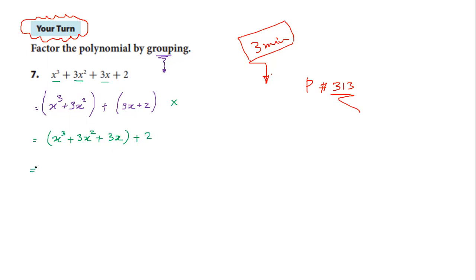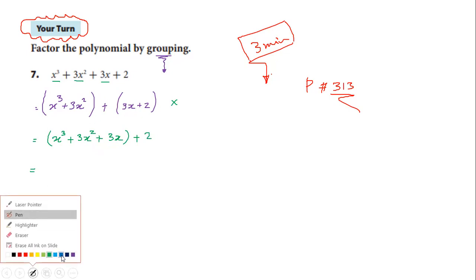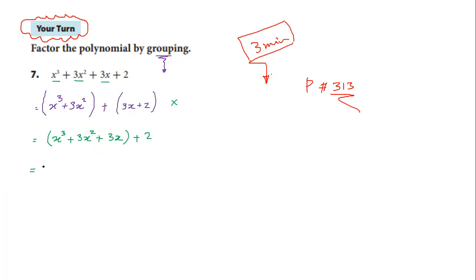Okay. The first parentheses consists of three terms, as you did in the previous questions at the beginning of the lesson. What do we take, guys? We take x as a common factor, right? Yes. Now we have x squared plus 3x plus 3, and then plus 2. And now can we factor this as a trinomial?